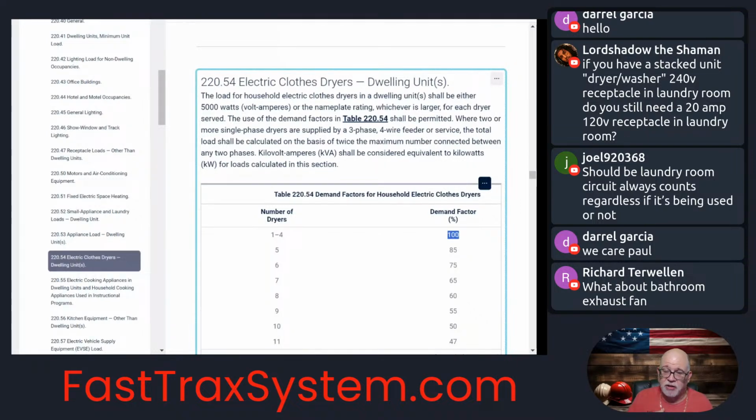Now, in our case, the dryer's nameplate is larger. It's 5.4 kW. So obviously, we're going to use that in our equation. We're not going to be using the 5,000, but that is where you get it.